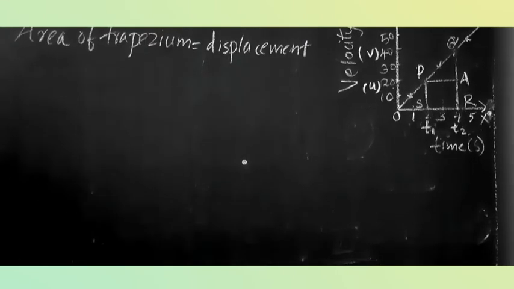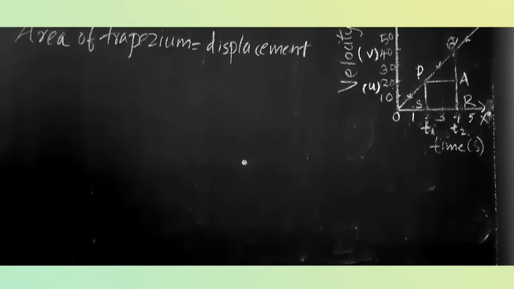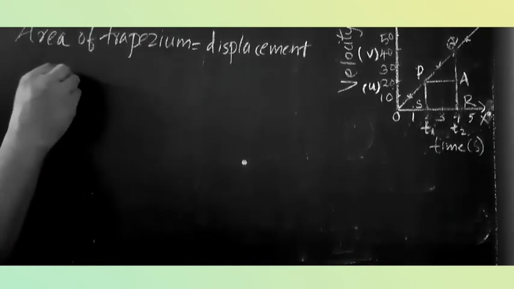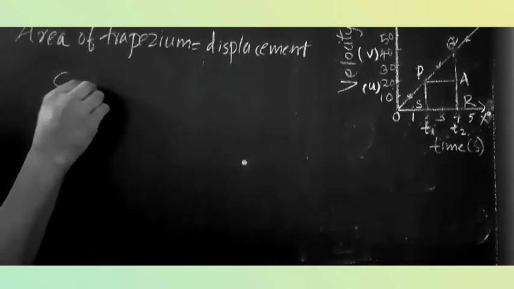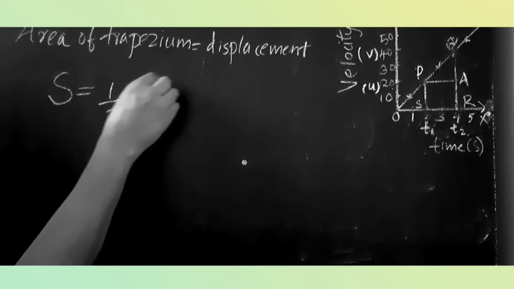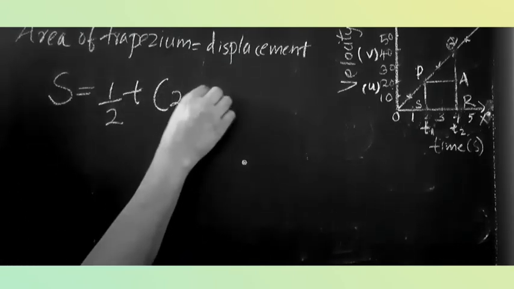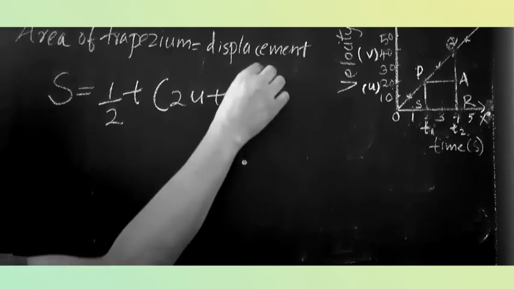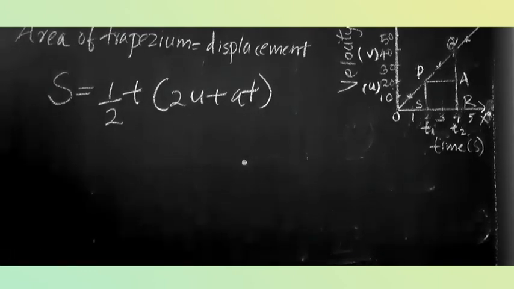We have the area of the trapezium is the displacement. So instead of a, we can write it as s. s is equal to half into t into (2u plus at).